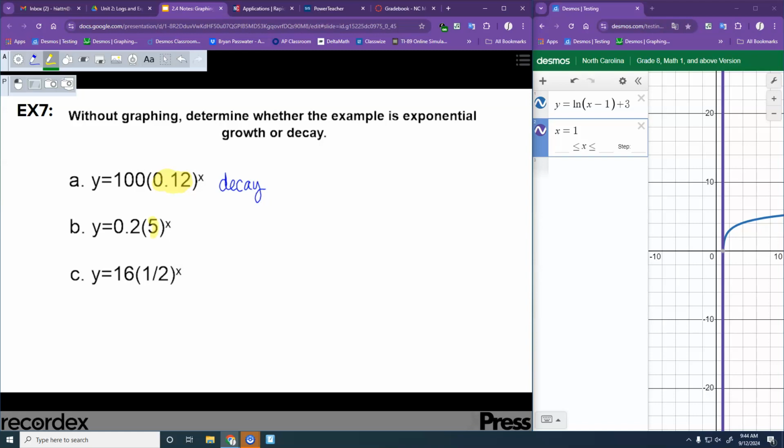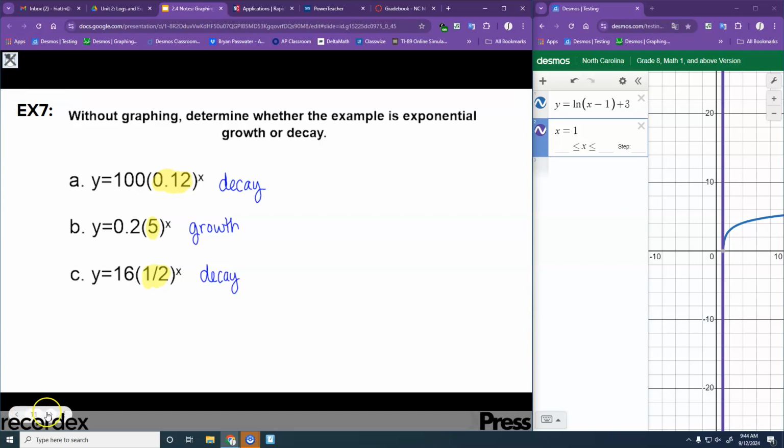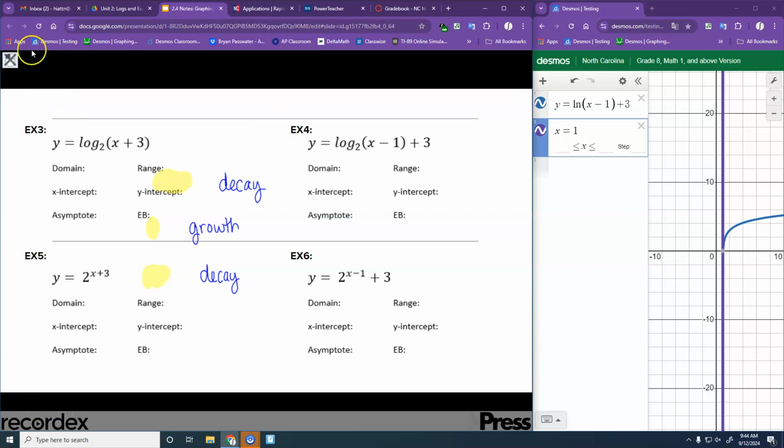For B, the number inside of the parentheses is 5. Growth or decay? Growth. Pretty rapid growth here. Multiplying by 5 each time. Okay? What about C? Decay. Okay, I think we got one more.